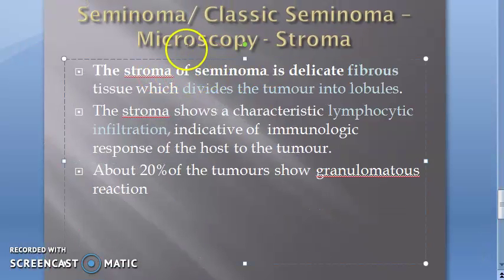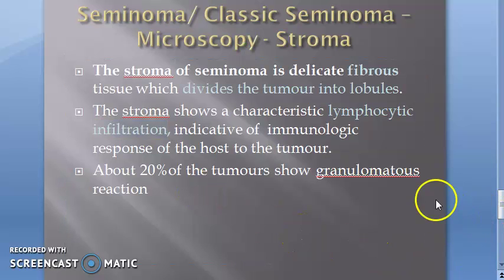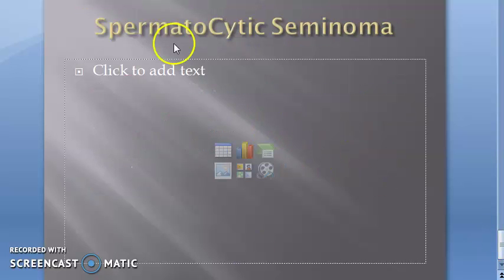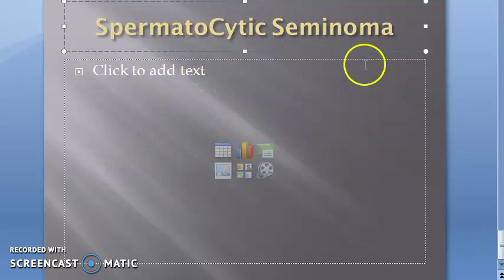Now let us look at the microscopy of the stroma. We have finished the microscopy of the tumor cell. Now let us look at the microscopy of the stroma. It is fibrous. It divides the tumor into lobules and it will show lymphocytic infiltration. Sometimes there can be granulomatous reaction. That covers seminoma. So easy. And seminoma has been asked so many times that if you know this much, you will really get good marks. Coming to the second type of seminoma, spermatocytic seminoma. Let's look at this in the next video.